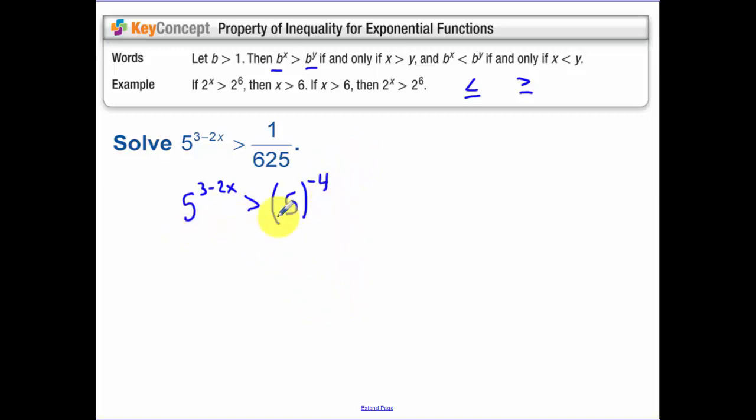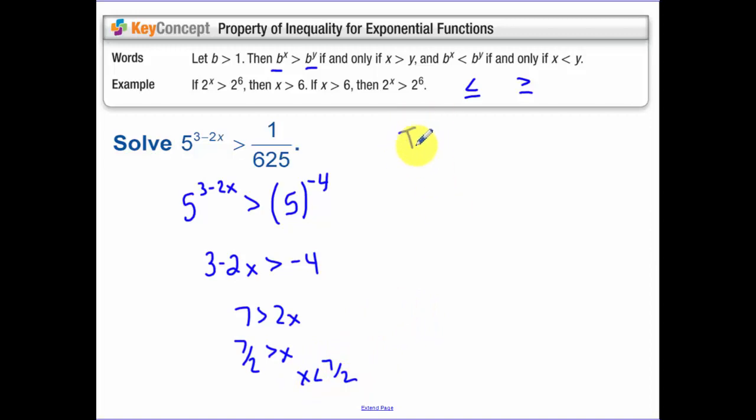So now since they are the same base, I can say that 3 minus 2x is greater than negative 4. And therefore 7 is greater than 2x, or 7 halves is greater than x. x is less than 7 halves.